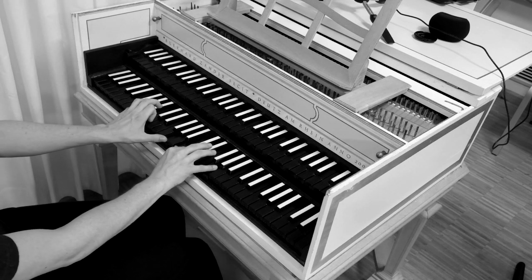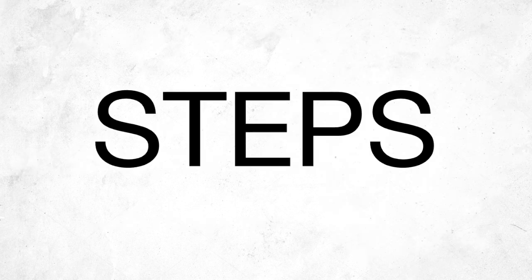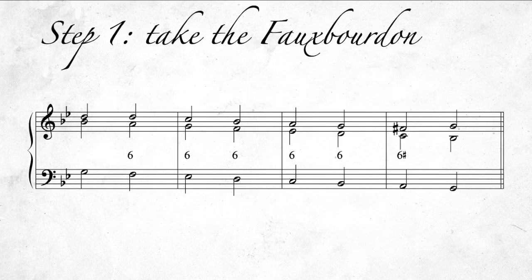And now let's have a little talk on the circle of fifths. I guess you'll be astonished to see how the circle of fifths was generated in 18th century Italy, which will take me exactly 3 steps. Step 1 is to take one of the oldest multi-voice artifacts, the 6th chord chain, also known as Fauxbourdon.